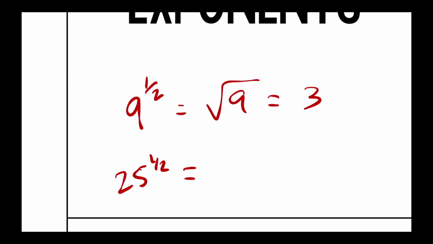I talked about this a couple times, but if you don't remember, that's okay. If you do remember, what does 9 to the 1/2 mean? It means square root, right? It means the square root of 9, which is 3. So 25 to the 1/2 would be the square root of 25, which is 5. My question is, why? So thinking about that, what would 64 to the 1/3 be?